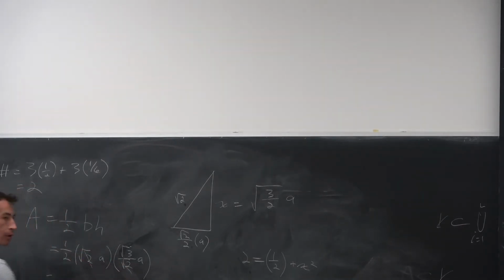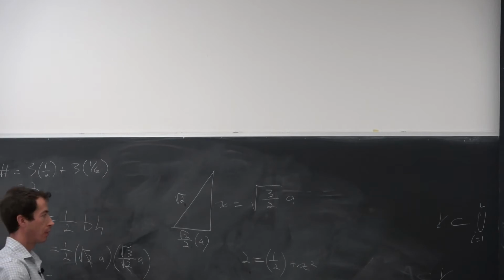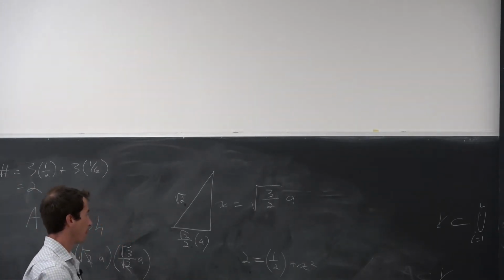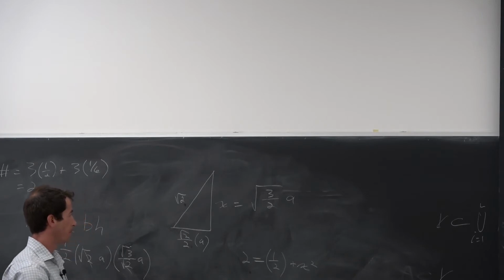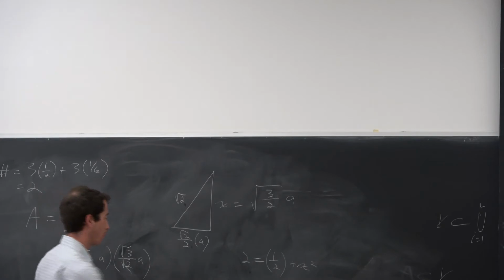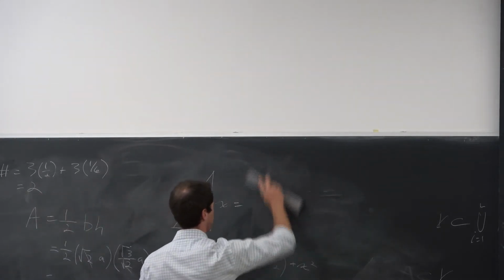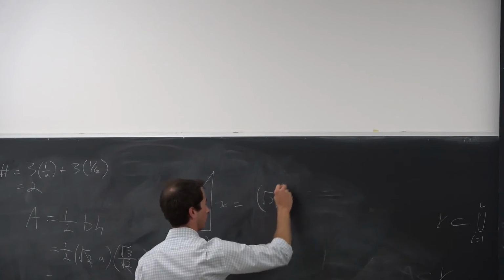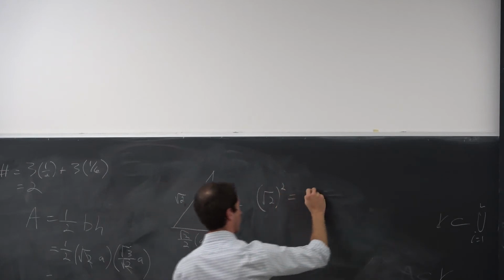Shouldn't the denominator just be 2 and not radical 2? Because you have x squared equals 3/4, and then you get square root of 3 over 2, not square root of 3 halves. No, it's square root of 3 halves. It's square root of 3 halves. You've got to get x is correct.